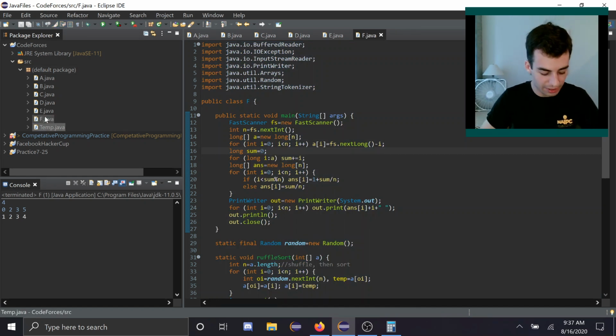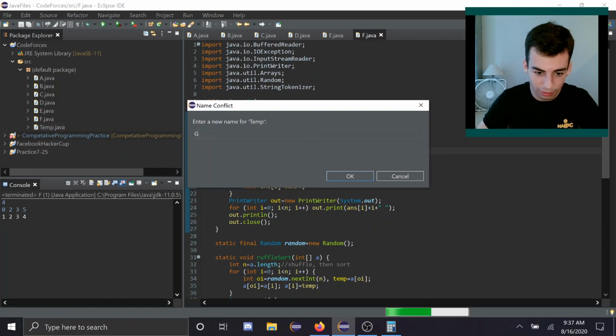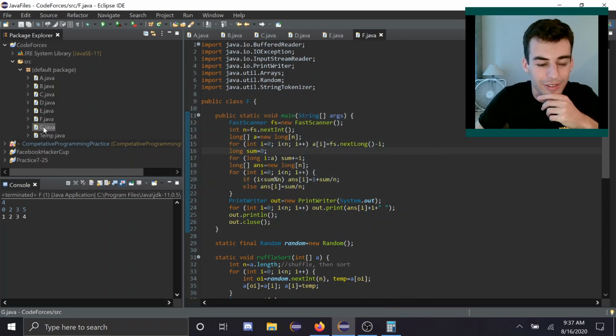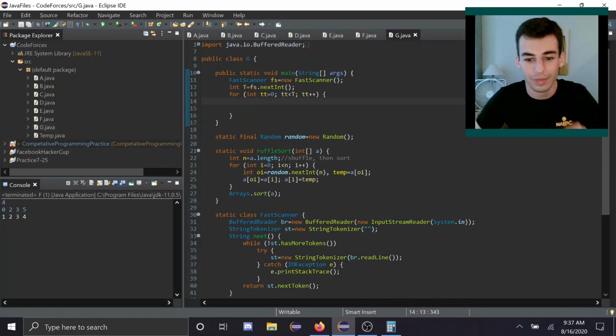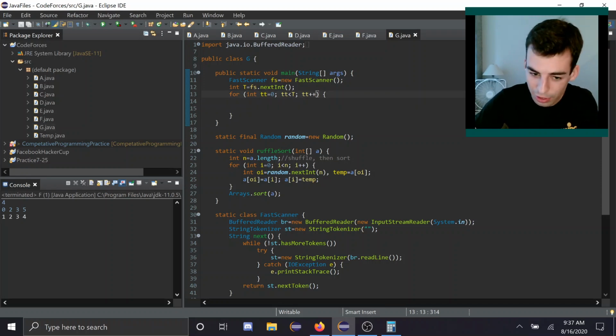You know the contest isn't going poorly when you're out of things to type, like when you're out of problems in your default template.